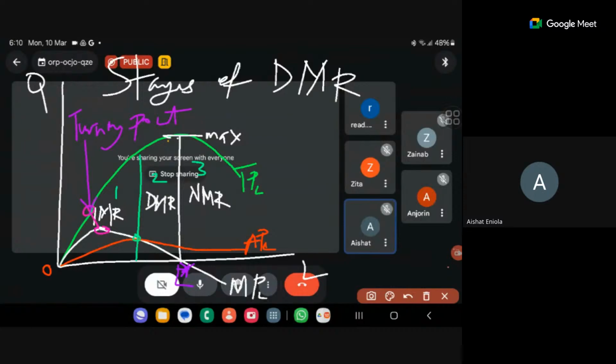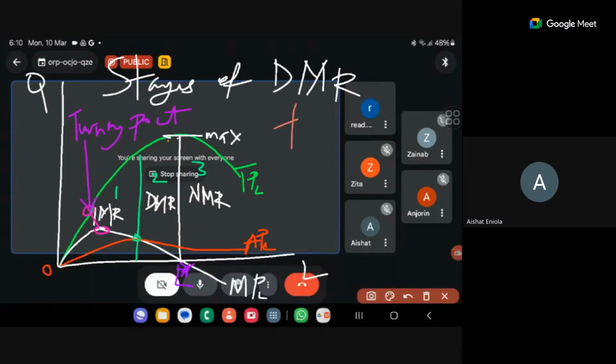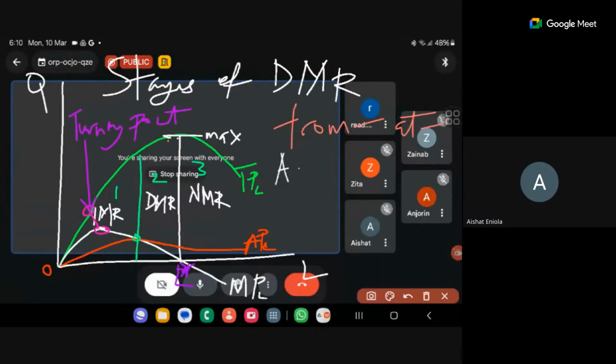Marginal product cuts average product. Listen to me. Marginal product cuts average product from dash at dash. Again, marginal product cuts average product from dash at dash. So option A, we have something like from below at its minimum.